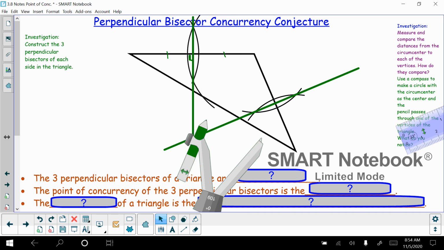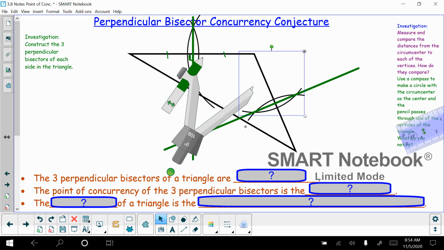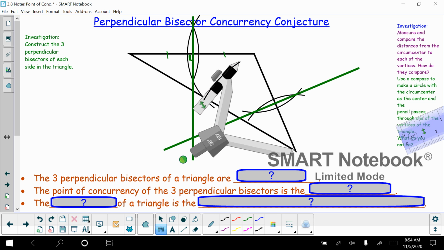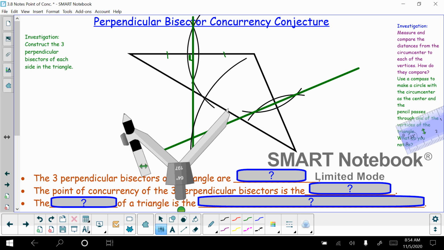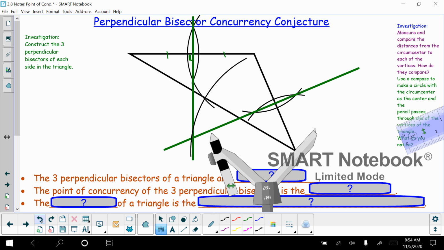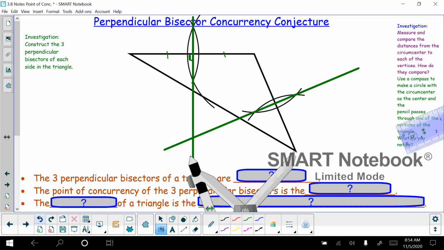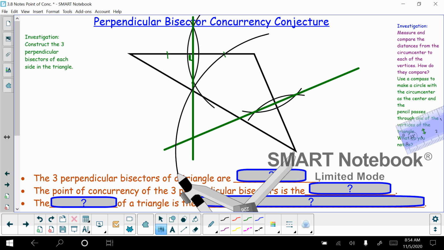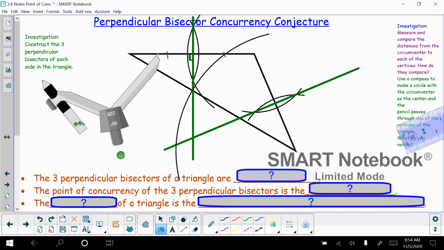You want to go more than halfway. Let me get my black pen to keep it consistent. More than halfway, so probably maybe like that. That's a little too large. Let me go back. I don't want it to be interfering with that, so let me go a little bit larger. Okay, I'm going to keep that.